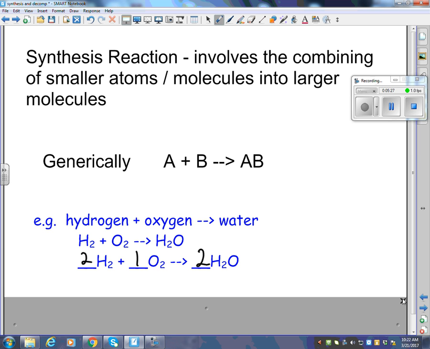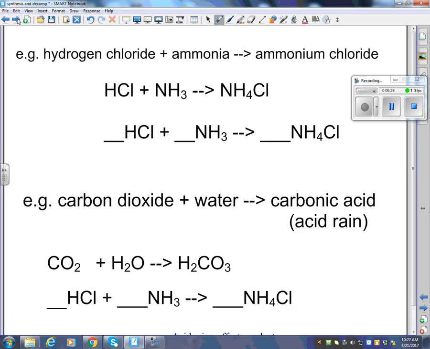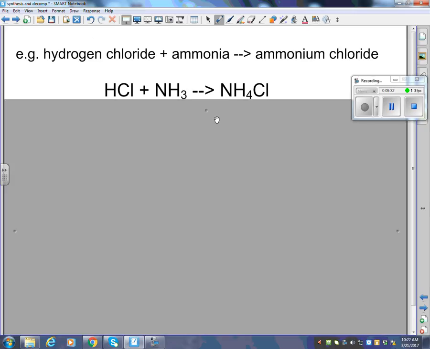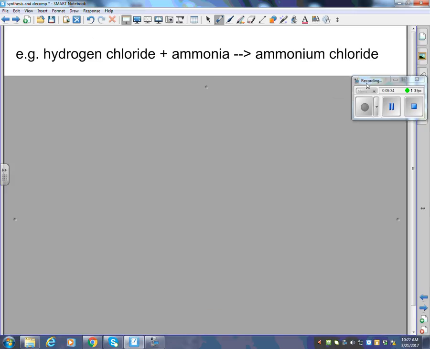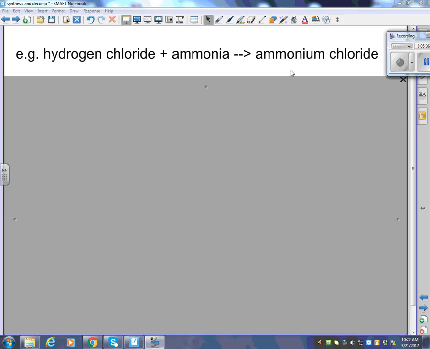Clear as mud? Yep. Here's another one. Hydrogen chloride plus ammonia gives you ammonium chloride. That's the word equation. Hydrogen chloride, what would that look like? What would be the formula?